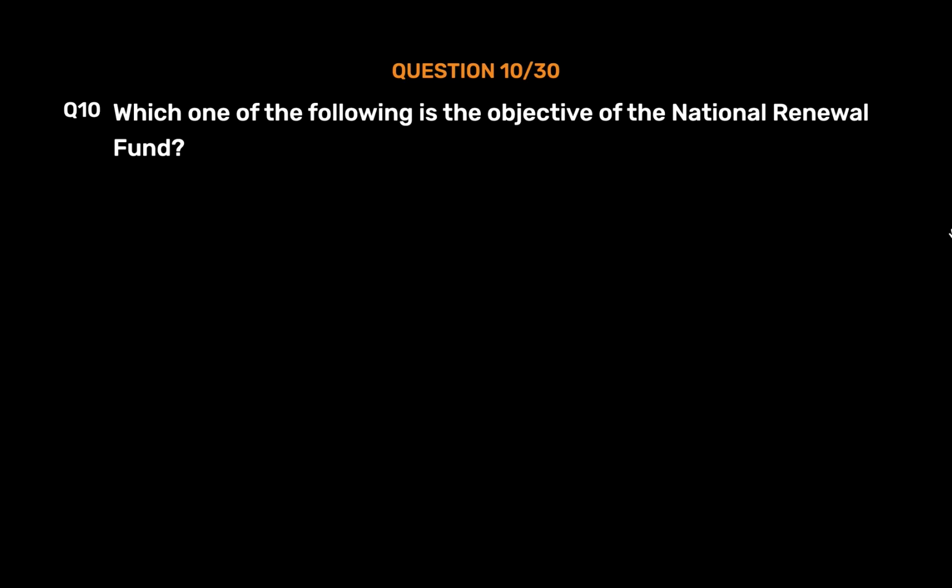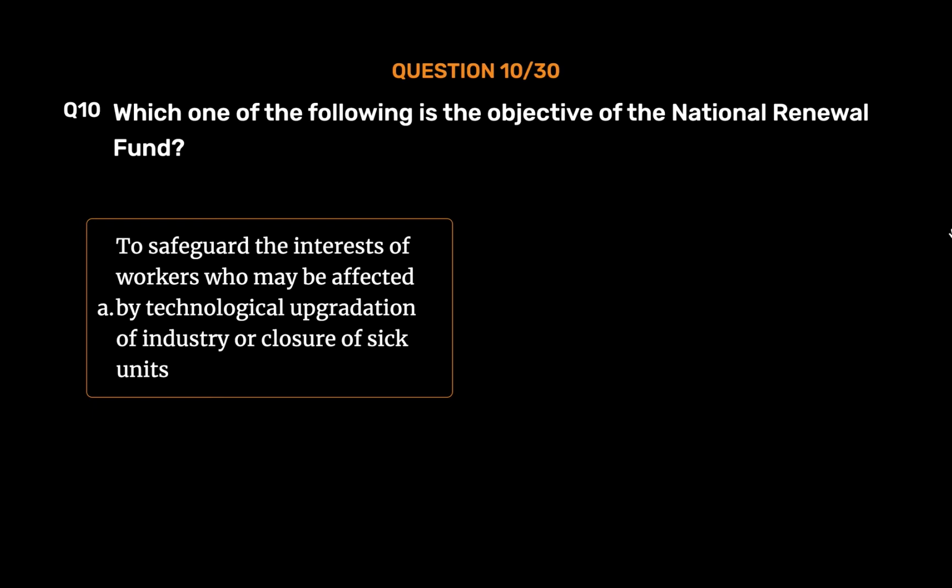Question number 10. Which one of the following is the objective of the National Renewal Fund? Option A. To safeguard the interests of workers who may be affected by technological upgradation of industry or closure of sick units.